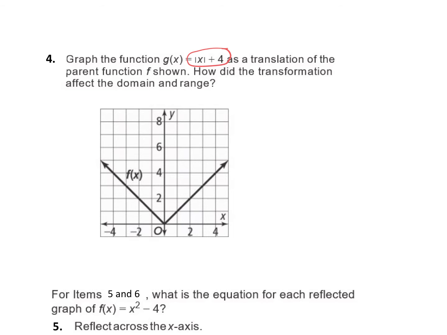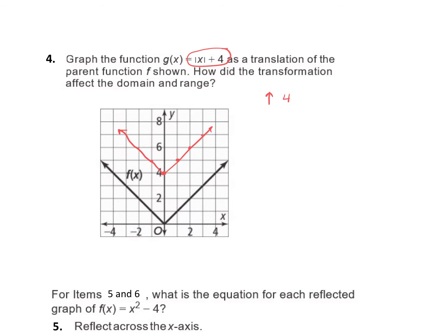So that plus 4 is going to shift our graph up 4 units. It's not shifting left or right at all. There's not x plus or minus a number inside. So we are just going to shift up 4 units, up 4, and then we can plot our graph. There was not a stretch or a compression, so you still have that up 1 over 1 pattern.